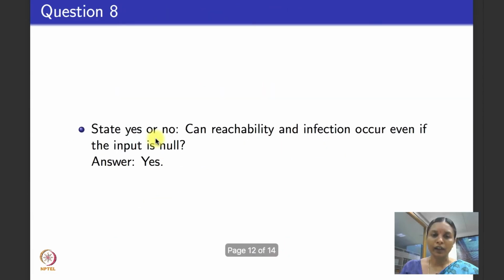So reachability definitely occurs. What about infection? Infection will also occur, because the array is 0. One checks for index 0, one checks for index 1. So the checks are going to return different values. So the answer is yes.